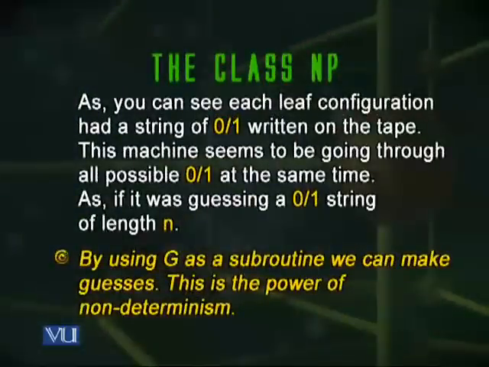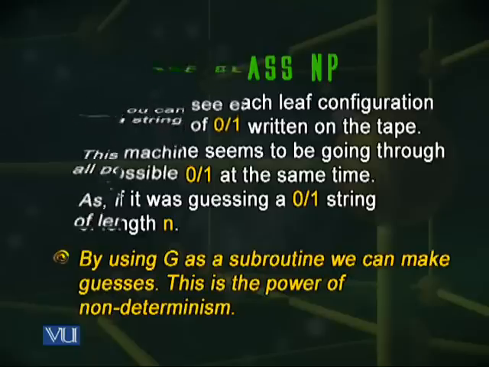We will denote this Turing machine with G, and we will call it our guessing Turing machine. This Turing machine has the power of guessing. If we give it a string 1^n, it will convert that string into a 0-1 string of length n, and it will have 2^n branches, and each branch will contain a distinct guess.